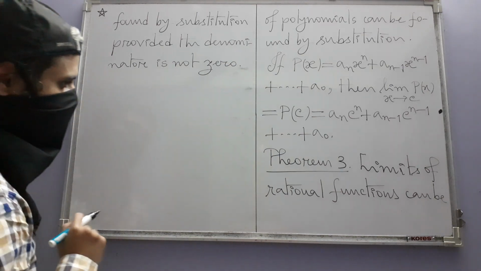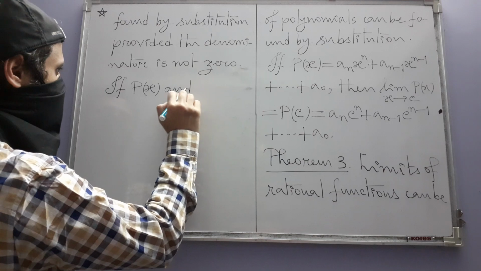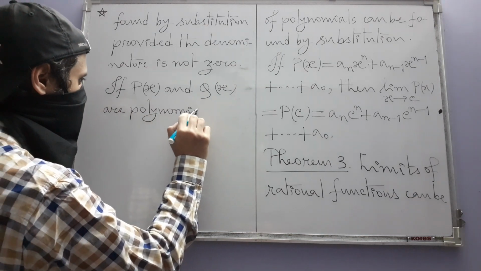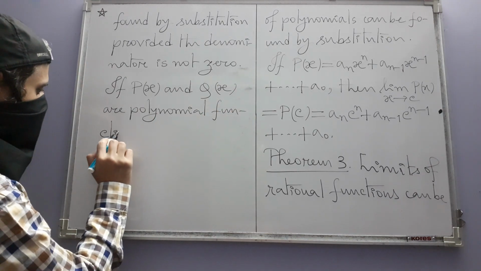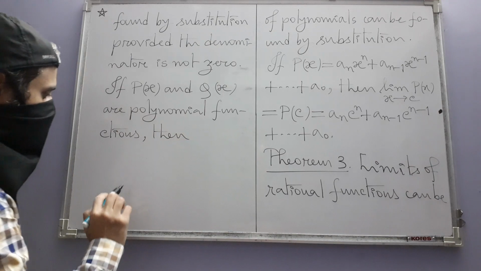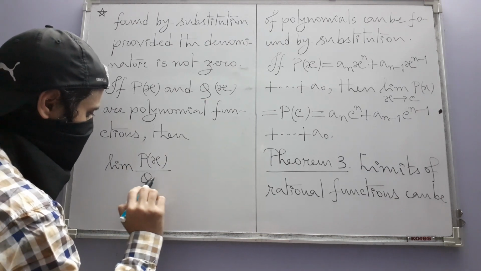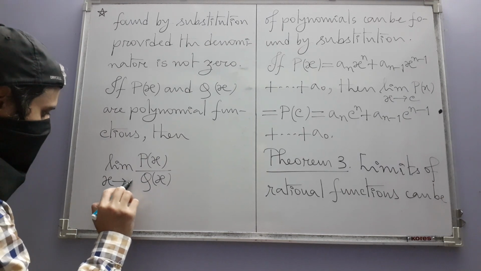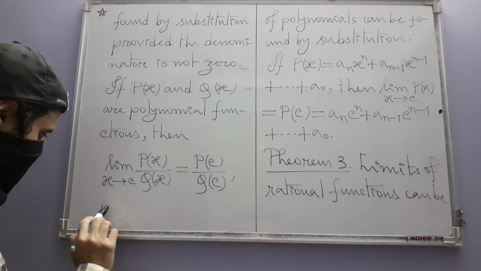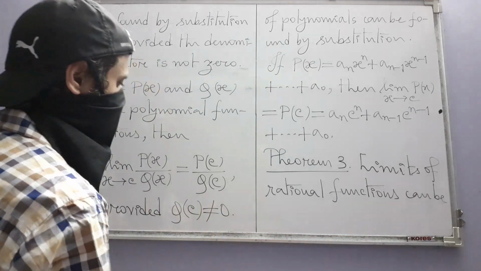And mathematically that thing is just this: if p of x and q of x are polynomial functions, then the limit of this rational function as x approaches c is just p of c divided by q of c, provided q of c is non-zero.